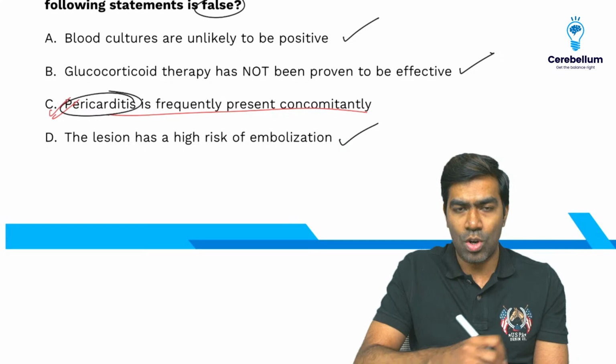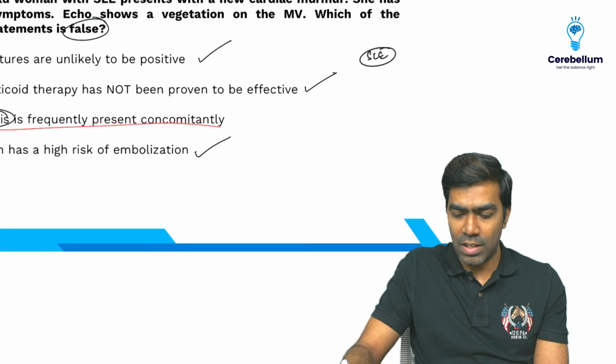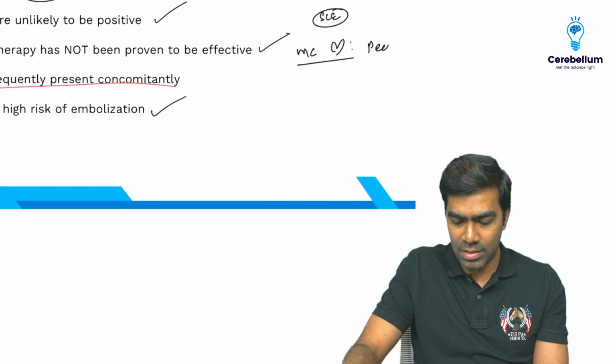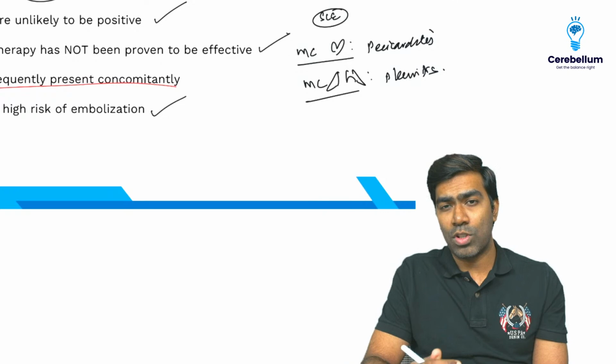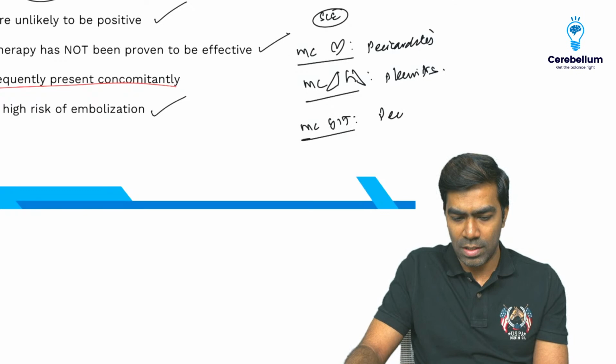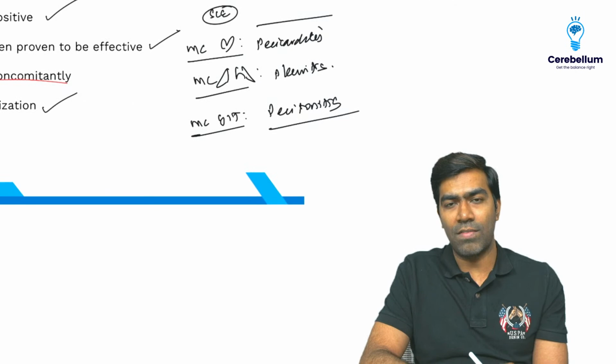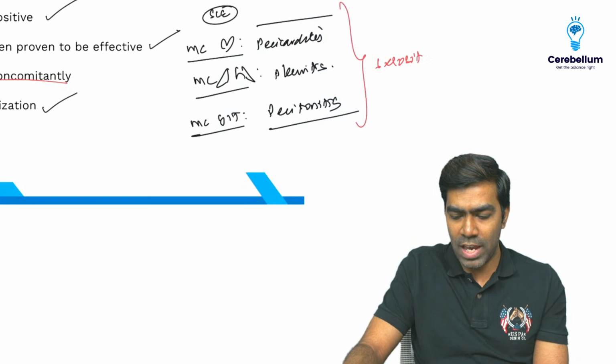Pericarditis frequently present concomitantly? No, that's wrong. Even though most common cardiac manifestation in SLE, if they ask you most common cardiac manifestation, it is pericarditis. What is the most common pulmonary manifestation? It is pleuritis. And what is the most common abdominal manifestation? Most common GI manifestation, that is peritonitis. And these are not infectious, rather these are non-infectious inflammation of the serosal structures. That is the reason why serositis as such is going to be very, very important when it comes to SLE.